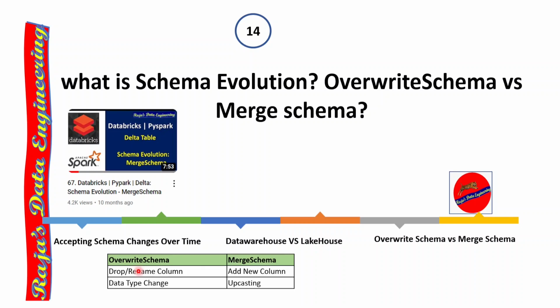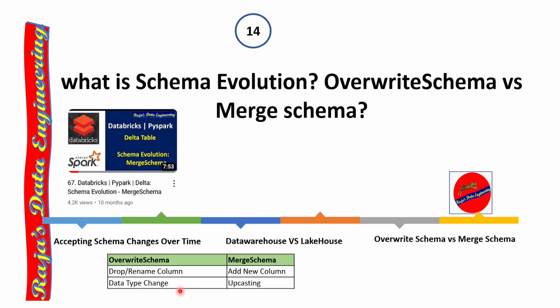Coming to overwrite, if we have to drop an existing column, or rename a certain column, then we can go with only overwrite schema, because merge schema will not support drop or rename. Merge schema will accept only adding new columns. And overwrite schema basically removes the existing schema completely and recreates the new schema as per the input data.